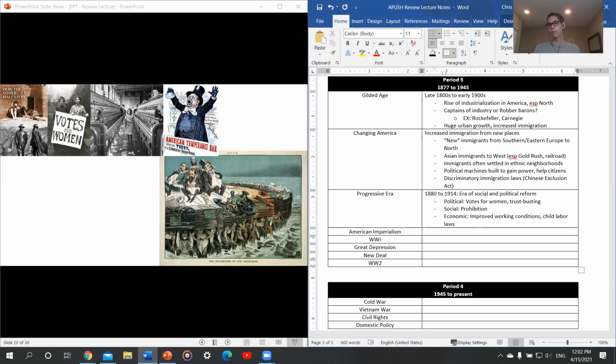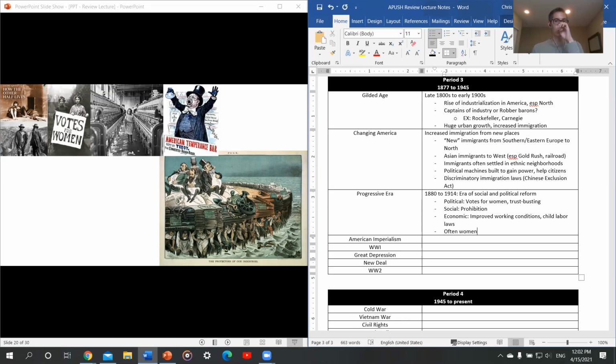Many of these progressive era reformers were often women. And so women were able to gain this new role in society of being reformers, fighting for the vote, certainly, but also leading the charge for prohibition. This was connected to a second great awakening, another religious revival during this time period.